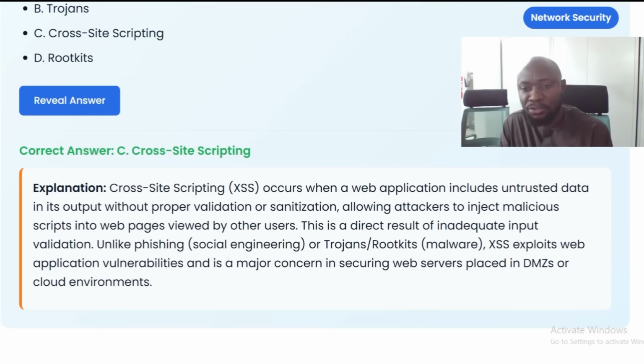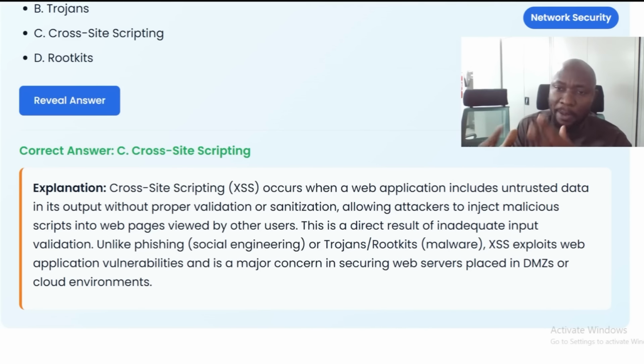They exploit web application vulnerabilities and are a major concern in securing web servers placed in a demilitarized zone or cloud environments. Why demilitarized? Because that is where it's interfacing with external people trying to reach the network. That is where you position web servers, the things that you want people to access from external sources.